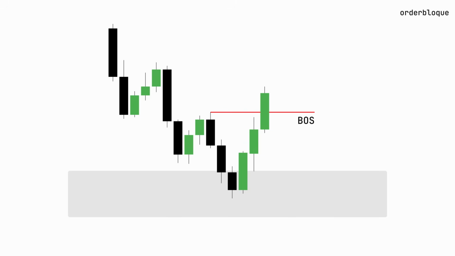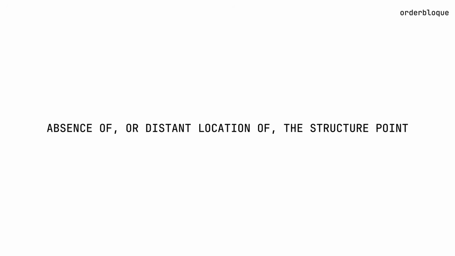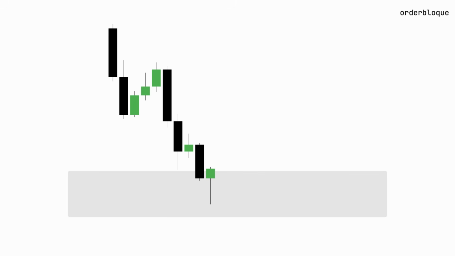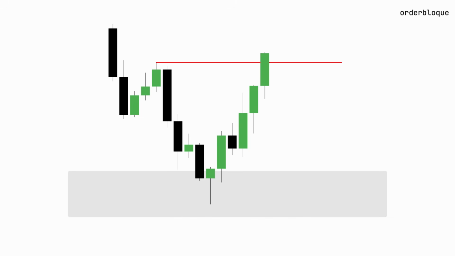In my opinion, the first and most significant drawback is the absence of, or distant location of, the structure point. It's often observed that price impulsively tests a liquidity or inefficiency zone without forming any structure point in the context of the zone of interest. The closest structure point might be at the beginning of the movement, which means that validating an idea using structure can sometimes take a considerable amount of time. Meanwhile, the price could confirm volume first by forming a rejection block, and then an order block, or fair value gap, within which trading decisions and positions can be made.